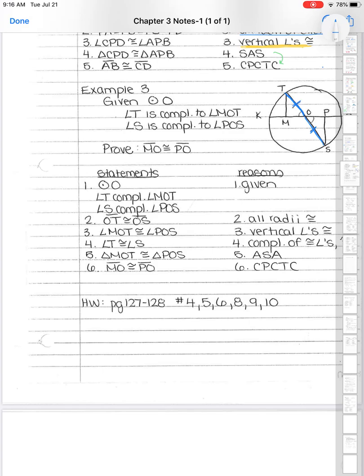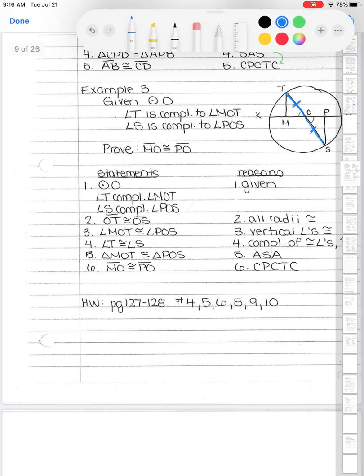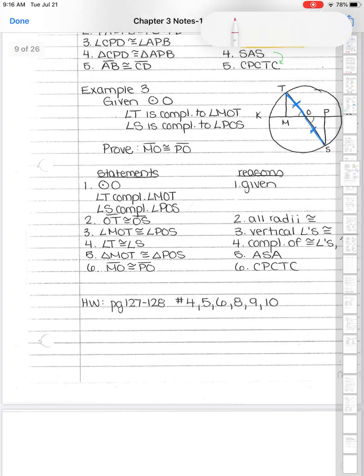So it says given circle O, so we know O is the center of the circle. Angle T is complementary to angle MOT. Angle S is complementary to angle POS. So copy down our given. We have 2 radii. Technically there's 4. If you want to include all of them, that's fine. But we've got these 2 guys in here. So we know they're congruent because all radii are congruent.